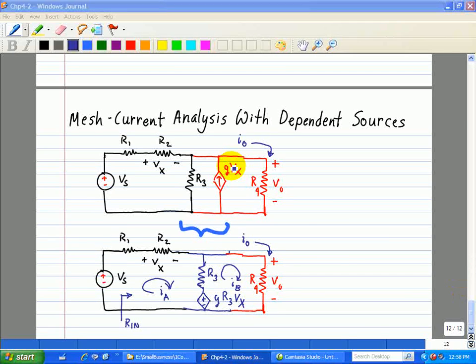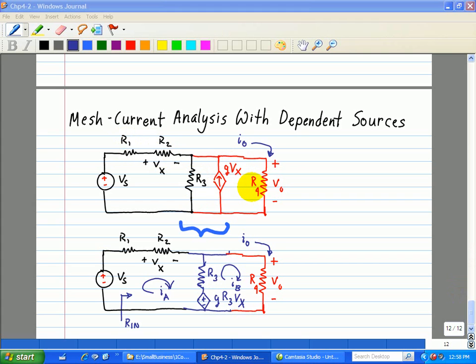We're given the following circuit with a current dependent source given as GVX. So here we have resistors R1 and R2 connected in series in this configuration, as well as R3 here in parallel with this dependent current source, and R4.